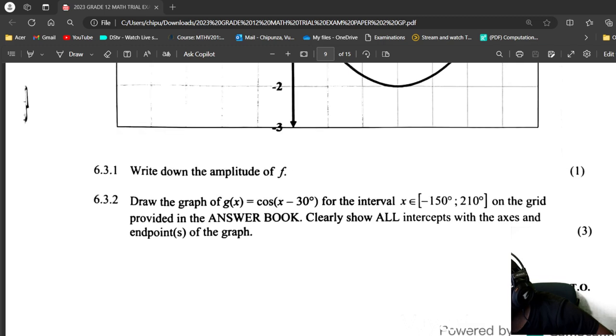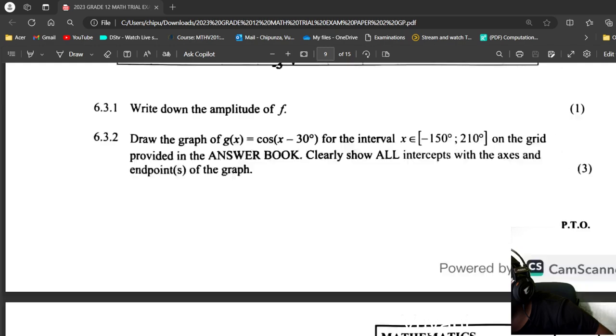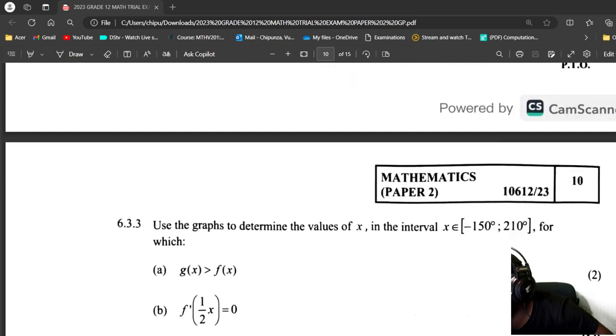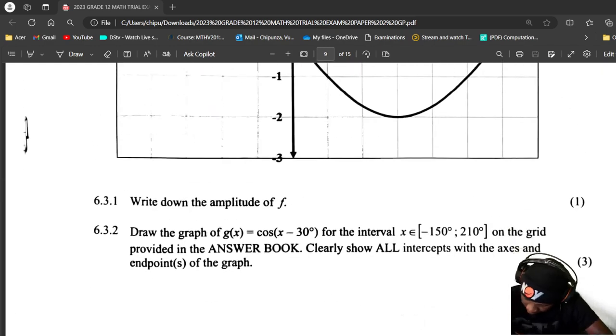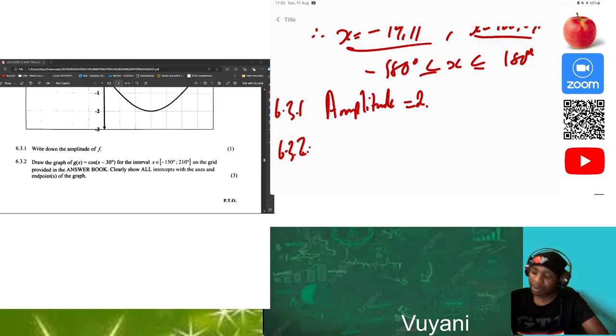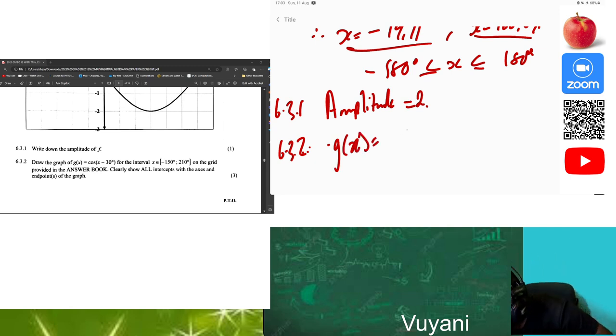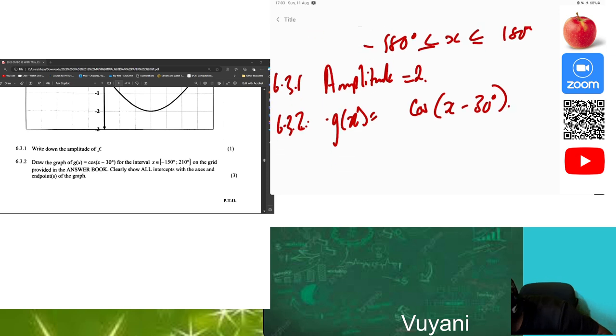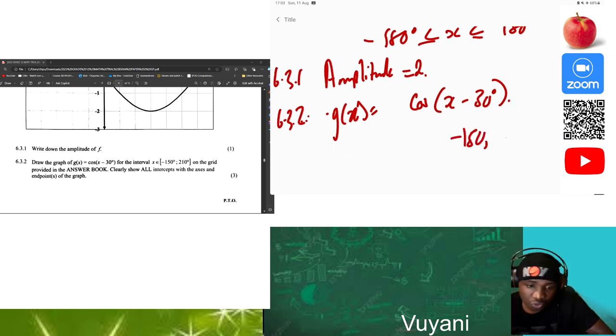Draw the graph of g of x equals cos of x minus 30 for the interval of x on the grid provided in the answer book. Easy stuff. This will be 6.3.2. When plotting a function, this is always the same case. The first thing is to understand that you are given g of x equals cos of x minus 30, and also an interval, which is negative 150 to 210. So we can just use the interval which we have.